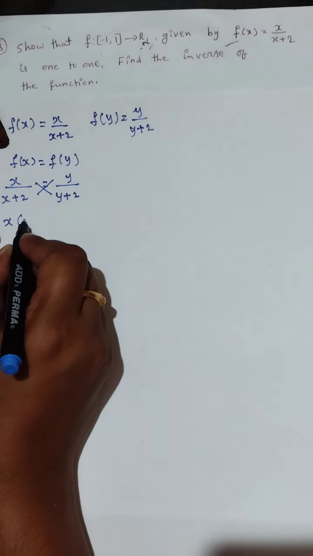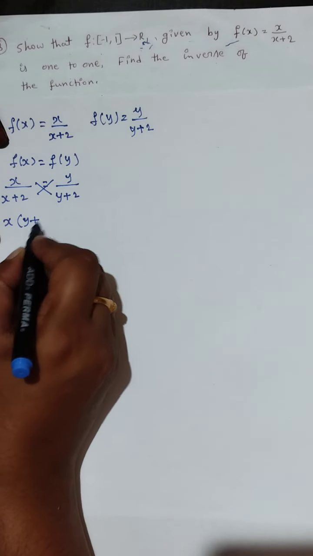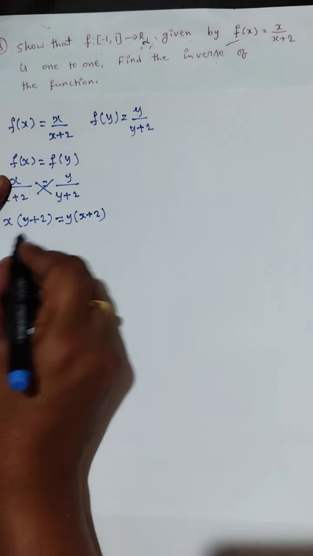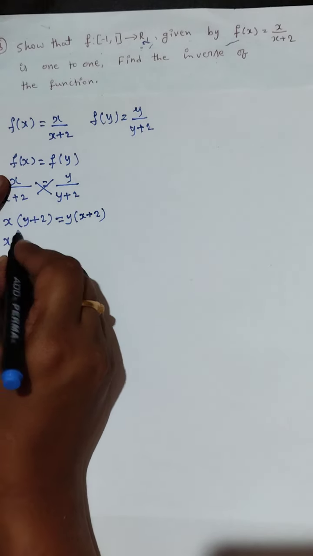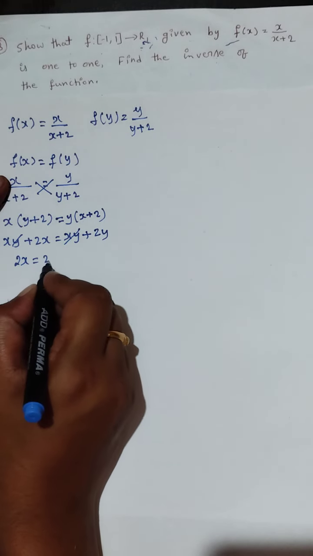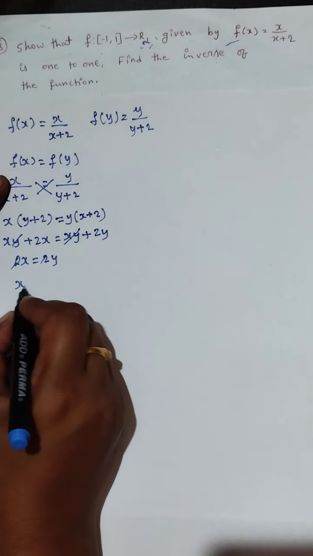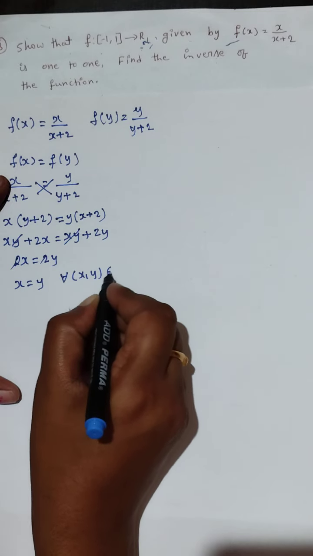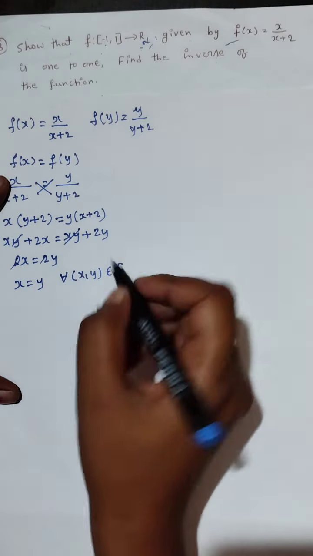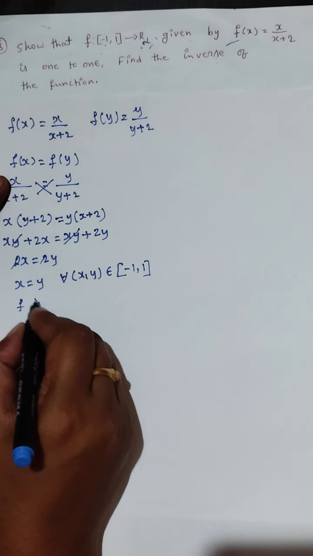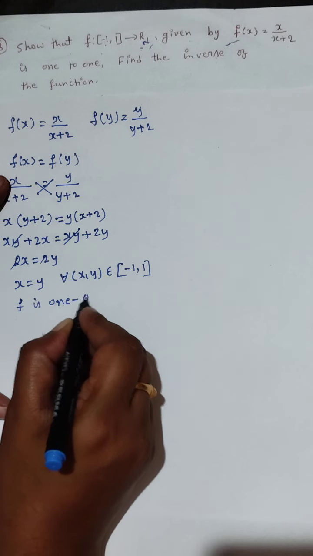What will you get? x into y plus 2 is equal to y into x plus 2. xy plus 2x is equal to xy plus 2y. Here xy gets cancelled. You will get 2x equal to 2y. So 2 will get cancelled. x equal to y. This is proof for all x, y belonging to the domain. What is the domain here? Minus 1 to 1. So you can conclude that f is 1-1.